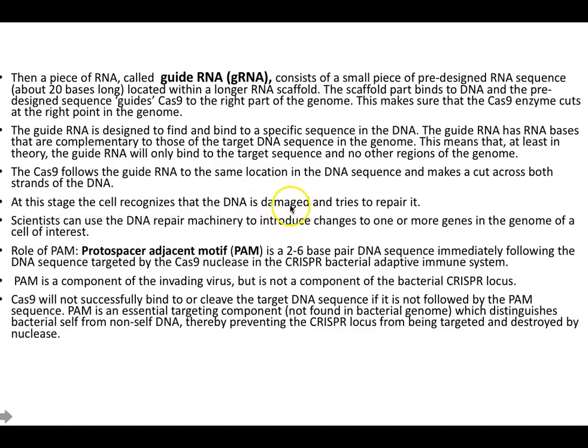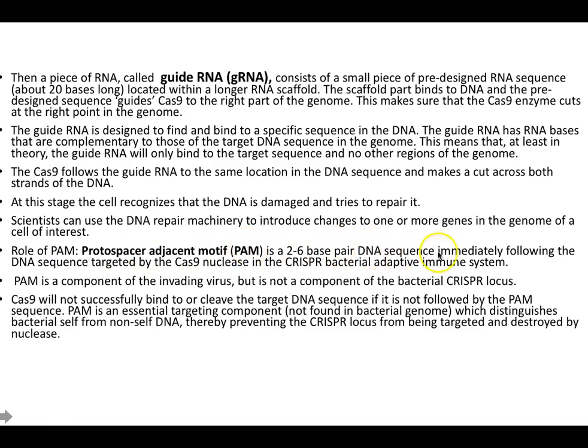So the DNA that is damaged tries to repair itself, and scientists want to use that repair machinery to introduce changes to one or more damaged genes, mutated genes, genes that are causing disease in the genome of interest. Now, there is one other that I want you to know, and that's called PAM, the protospacer adjacent motif. Do you see how it says protospacer adjacent motif, parentheses, PAM? That is what I'll do in this exam. Some of you are going to memorize PAM, others are going to recognize protospacer adjacent motif. I'll put both in the exam, like right here.